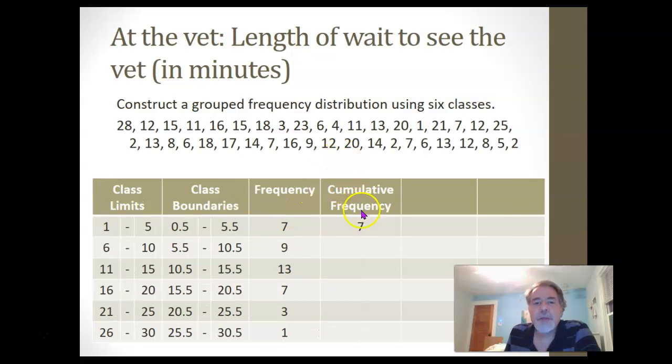What about the cumulative frequencies? The first one would just be 7. But what's the second one? 7 plus 9, which is 16. And what comes next? Well, 7 plus 9, which is 16, plus 13 gives us 29. And then 29 plus 7 is 36. 36 plus 3 is 39. And 39 plus 1 is 40.